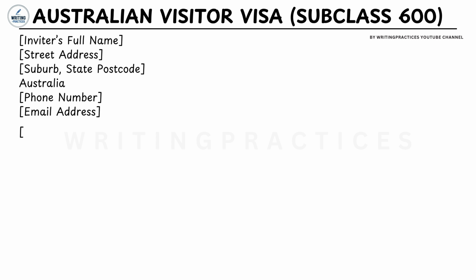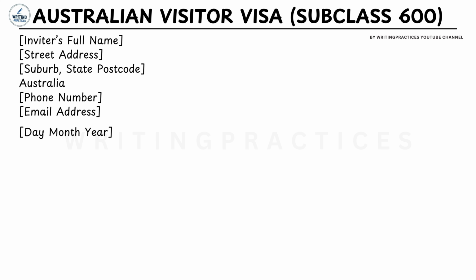Date. Write the date using the Australian format, which is day, month, year. Example, 30 April 2026. The date is important because it shows when the invitation letter was officially written and confirms that the information provided is current. Immigration officers may use this to verify that the invitation matches the visitor's intended travel period. Use the same date format consistently throughout all supporting documents.